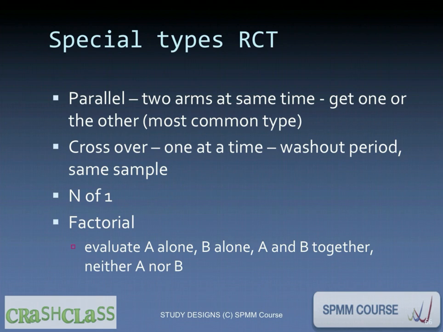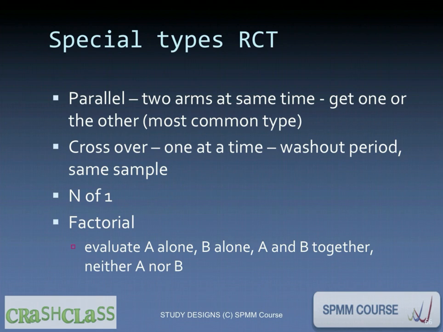So this is a 2 by 2 factorial RCT. Okay, so you have four arms. This is a 2 by 2 factorial RCT. It's quite useful to understand the synergistic effect of treatments. You can use this, for example, if you want to find out if antidepressants work better in combination with CBT, you can do a factorial RCT. You can evaluate antidepressants alone, CBT alone, both together versus neither of them. And this kind of comparison will tell you if a combination works better than individual treatment. So this is called factorial RCT.